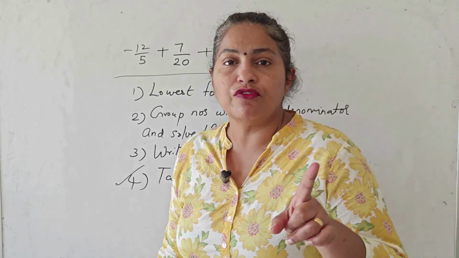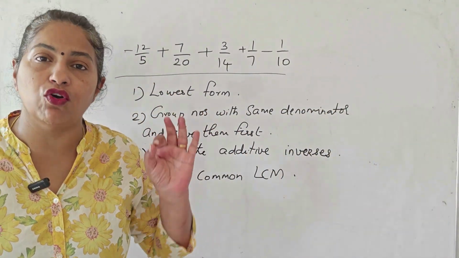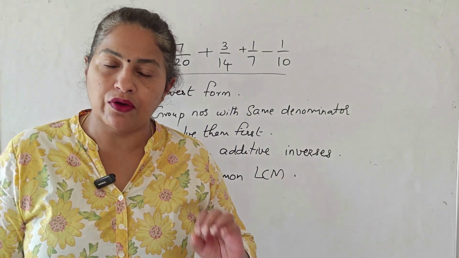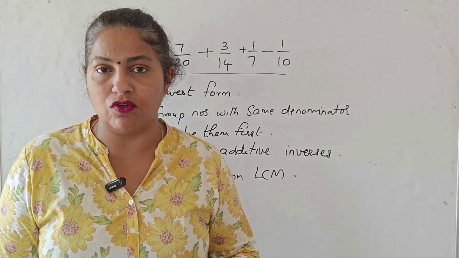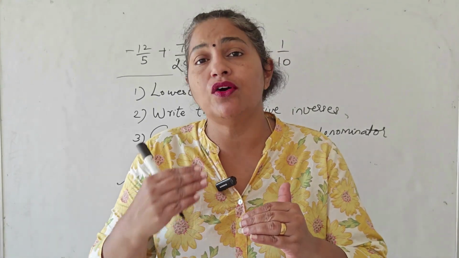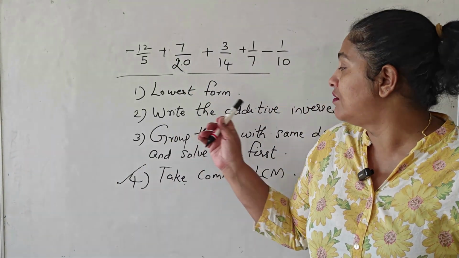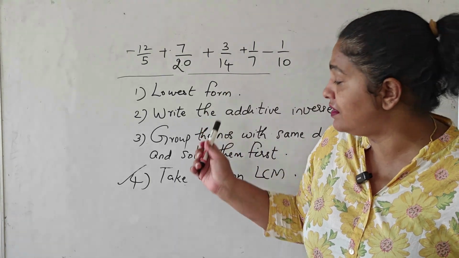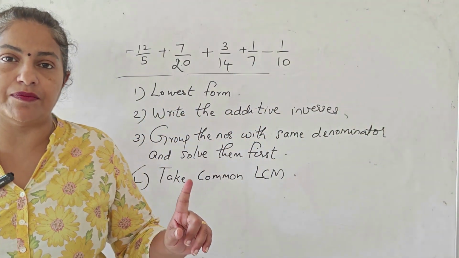of sums. So the first one is, whenever you are having a rational number, please bring it down to the lowest form if possible. Okay, identify the rational number which is not in the lowest form and bring it down to the lowest form. So I have made a small change in the order of steps because I find this order of steps is easier. Write the additive inverse and then group the numbers having the same denominator and solving them.